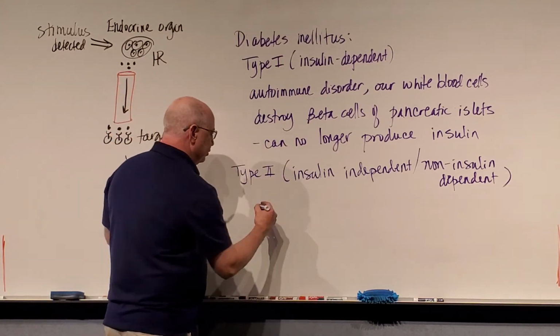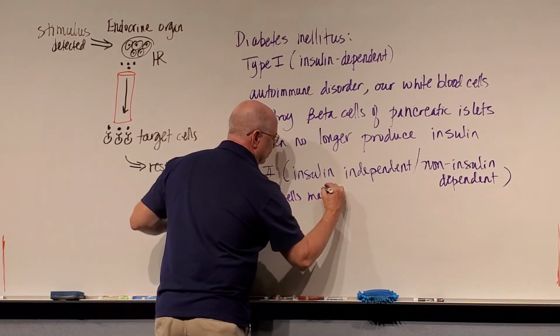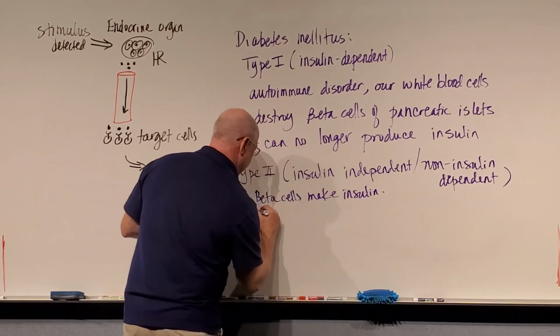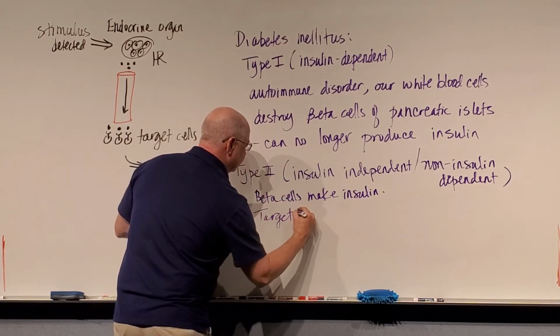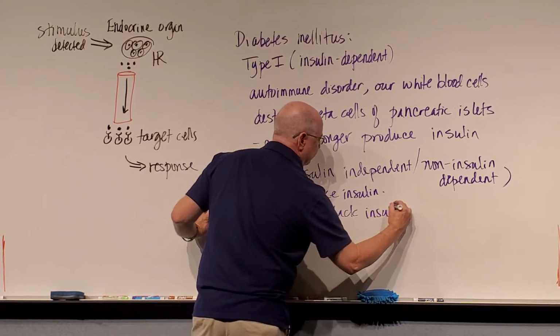In this situation, the beta cells make insulin. The target cells lack insulin receptors.